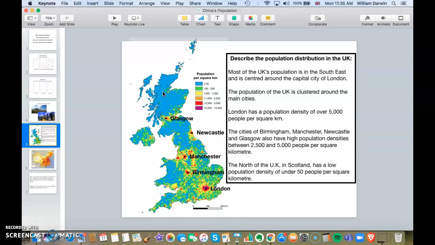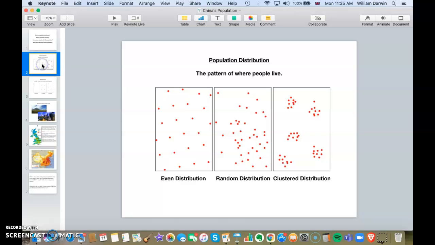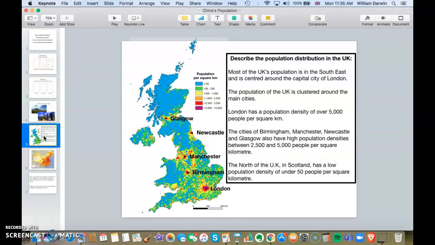Okay, let's describe the population distribution in the UK. We've had a look at this map and we've discussed some of the population density. Let's describe the population distribution. Again, the distribution is the pattern of where people live. So let's go and describe the pattern that we can see here.